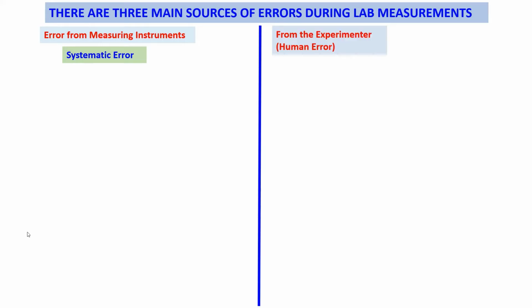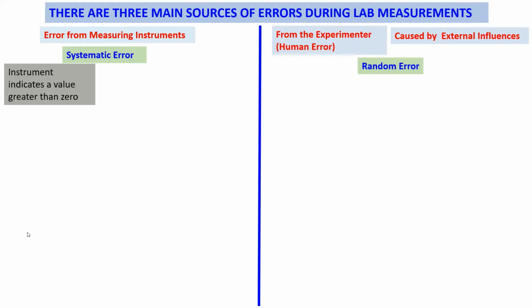The second one is errors from the experimenter or human errors. And the third one is errors caused by external influences. These two, the experimenter error and the external influences error, are the random error. Let me start with systematic error.